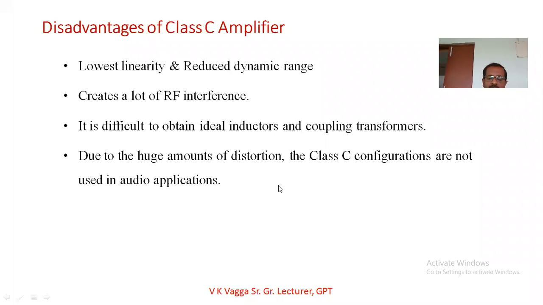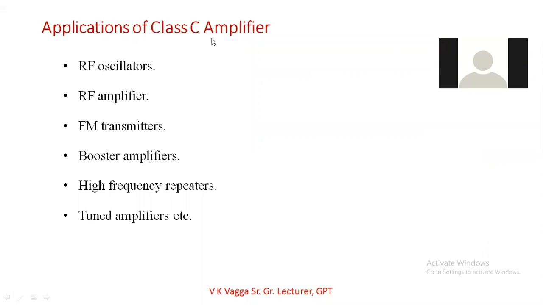If you take the applications of the Class C amplifier, it is used in radio frequency oscillators, radio frequency amplifiers, frequency modulators, transmitters, booster amplifiers, high frequency repeaters, tuned amplifiers, etc. In a number of applications it has been used.